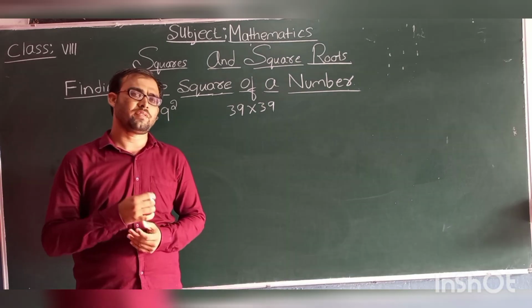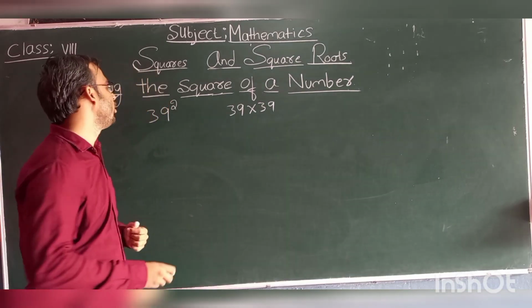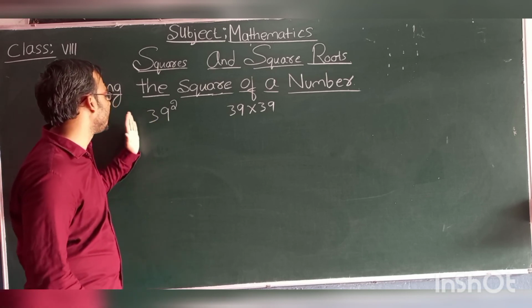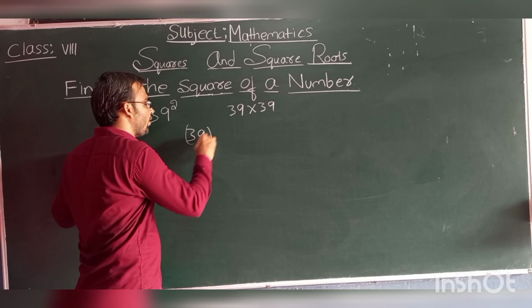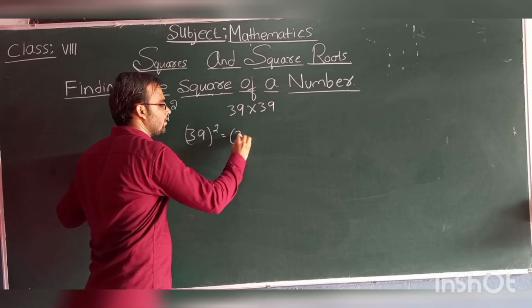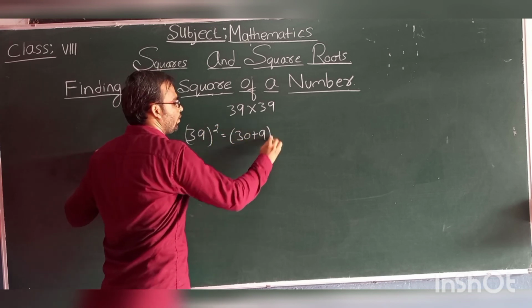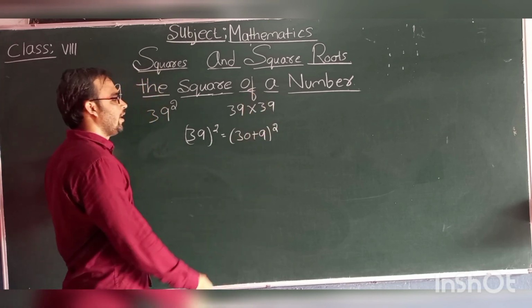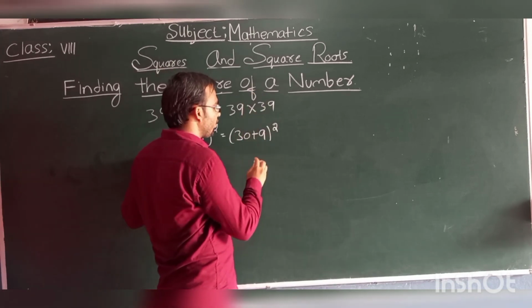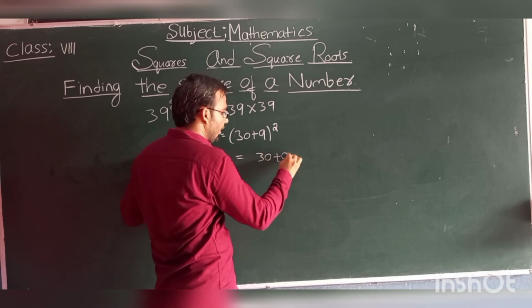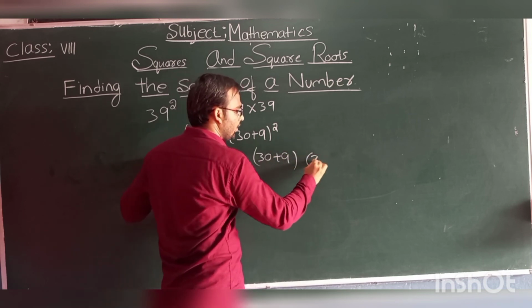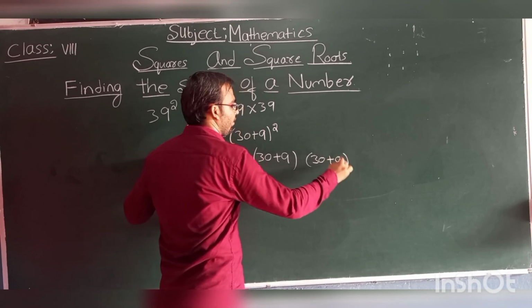Okay. Students, we can find the square of any number using one more method. Let us take the same example, that is 39 square. So this 39 square can be written as 30 plus 9 whole square. And now 30 plus 9 whole square is what? So we can write 2 times now, 30 plus 9 and 30 plus 9.